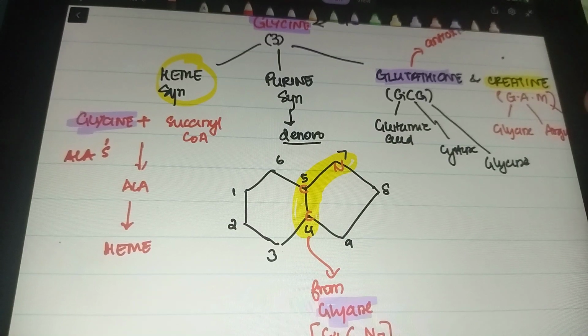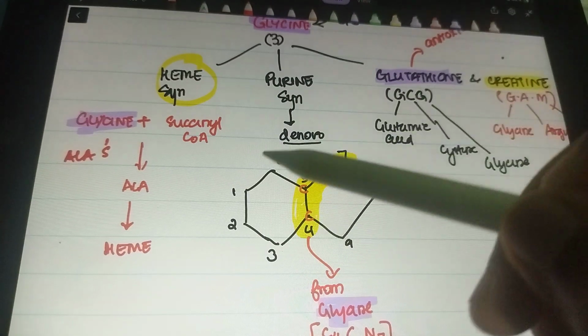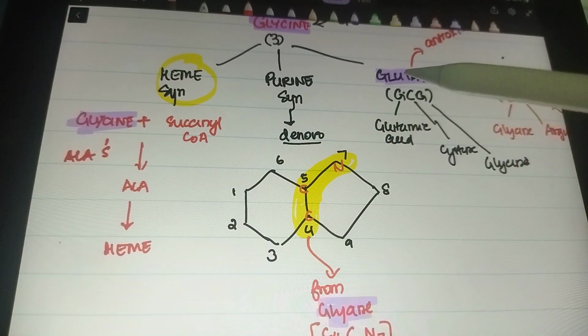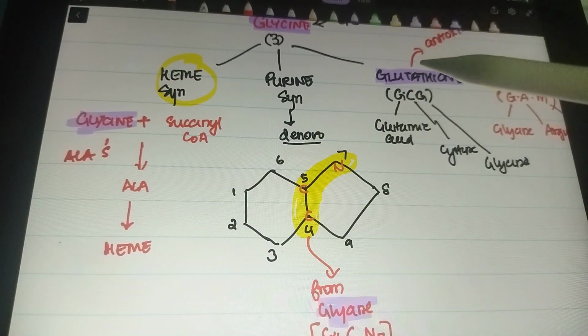Purine synthesis is a de novo synthesis, a little complex. It's not that important, but we should know where glycine is acting in the purine structure. Glycine is acting at the fourth, fifth, and seventh positions. So 4 and 5 are carbon atoms, and the 7th is a nitrogen atom.